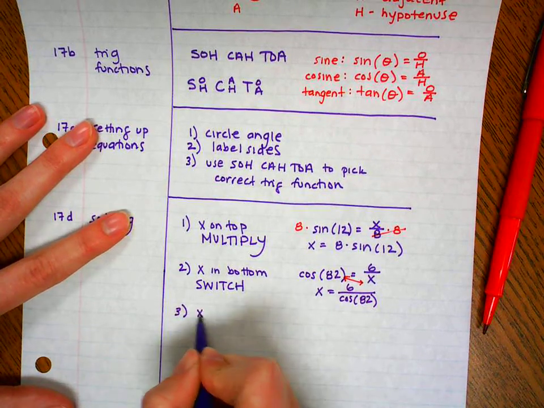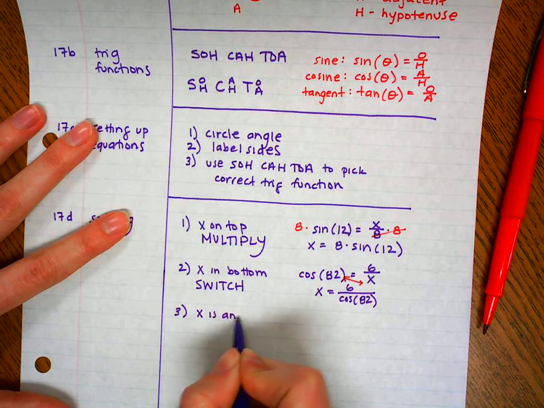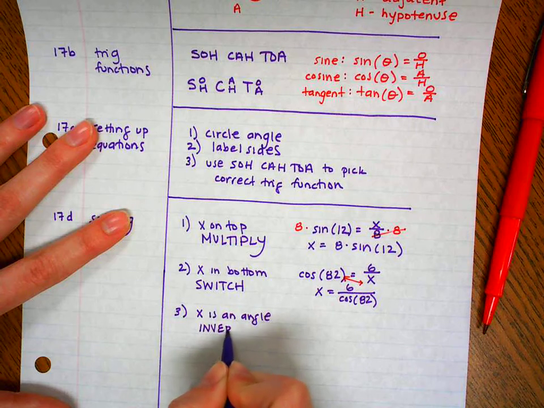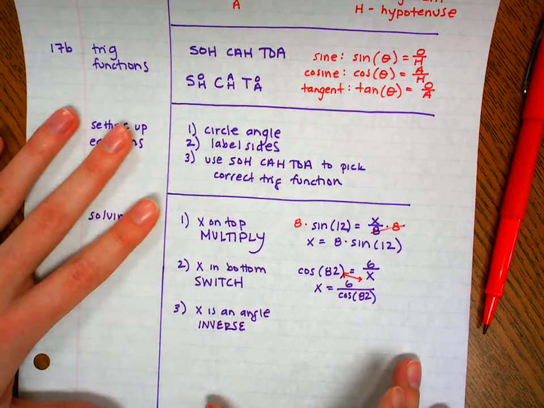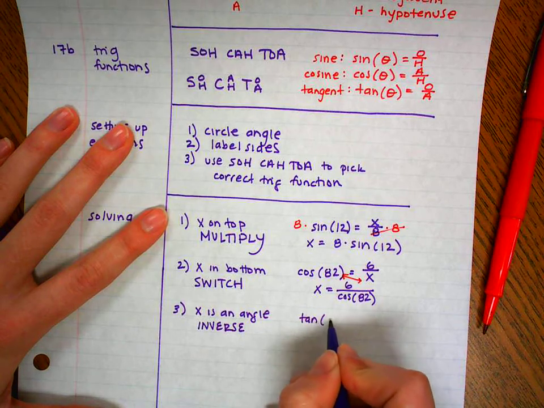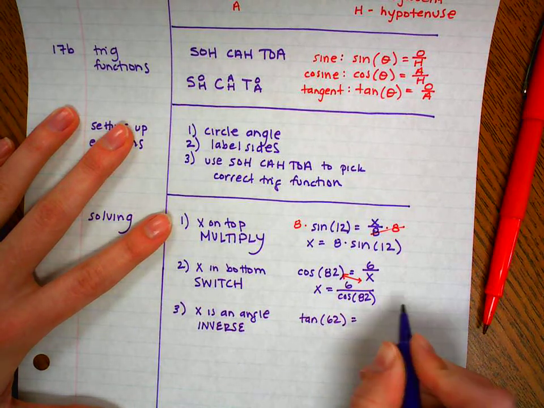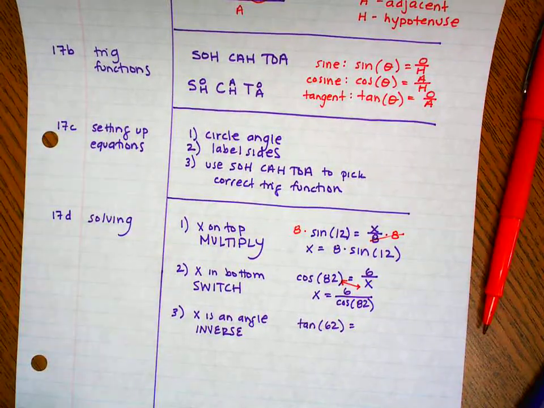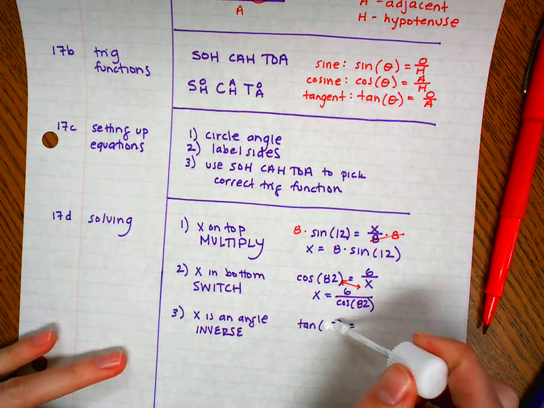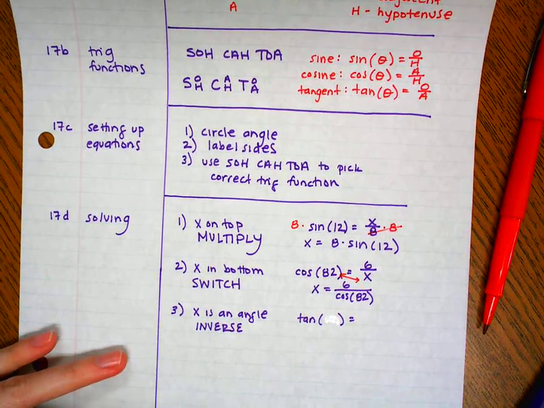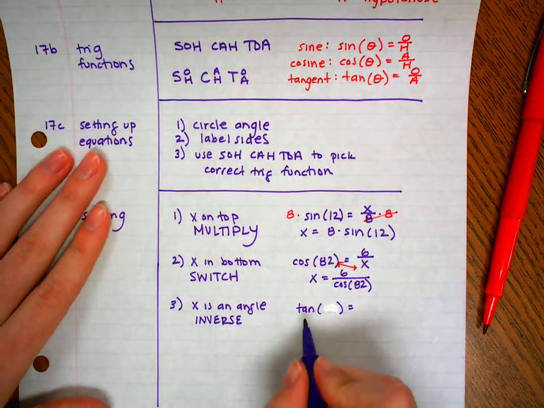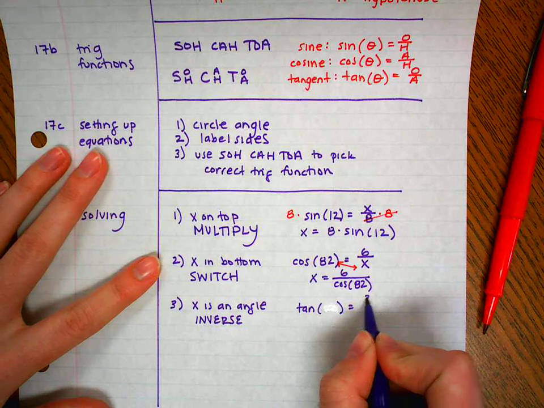Our third type is when x is the angle. And this is when we use the inverse. So if I have something like tan of 62 equals, oh, sorry, we need to have a variable in the middle. I lied. Hold up. Let's fix that. It's going to take a little bit to dry. So that's where my angle goes. I'm sorry. So if we have something like tangent of x, I will put the x there as soon as that dries, equals something like 2 over 7.